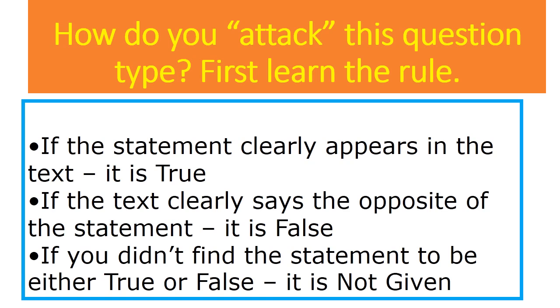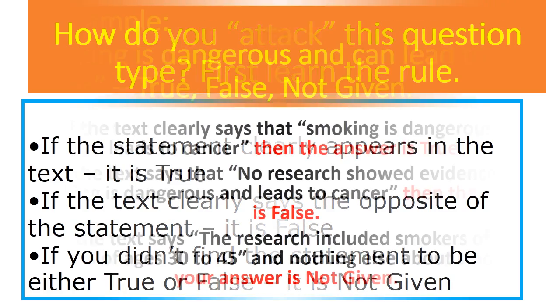First, learn the rule. If the statement clearly appears in the text, it is true. If the text clearly says the opposite of the statement, it is false. If you didn't find the statement to be either true or false, it is not given.